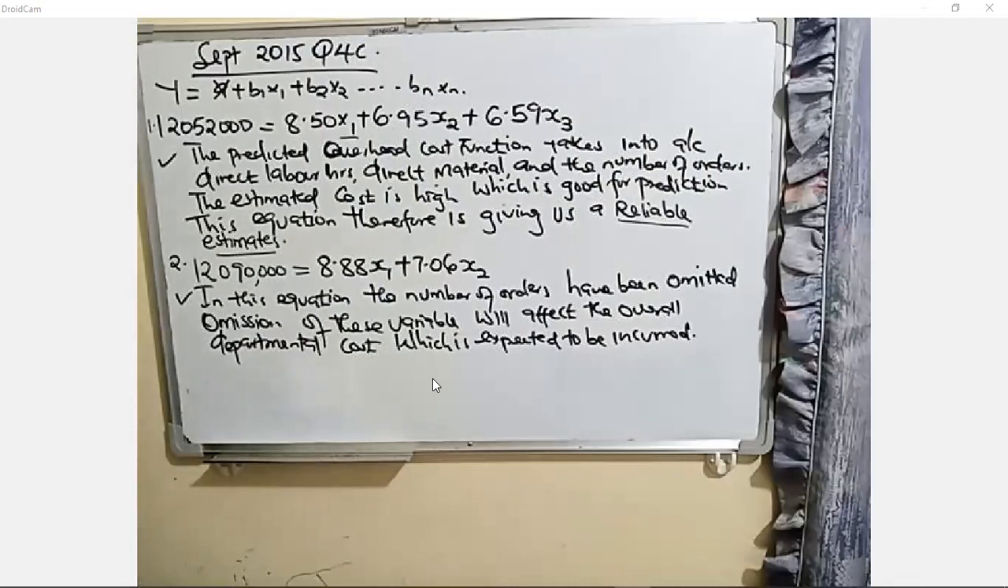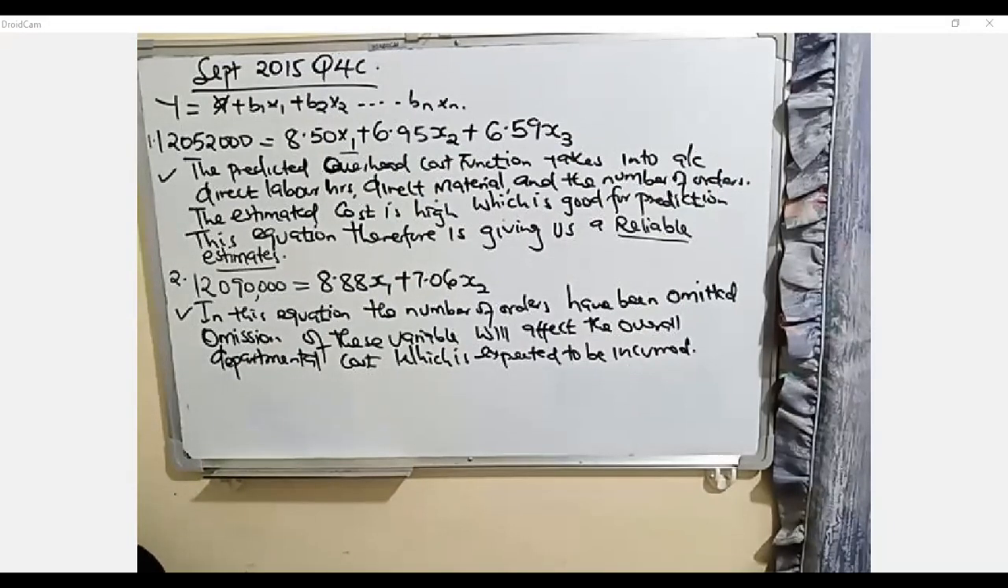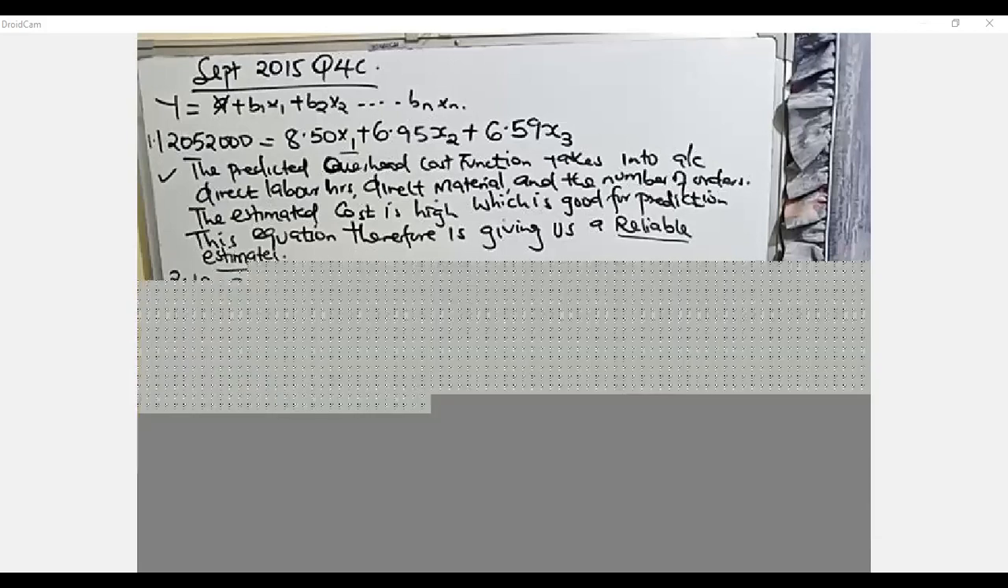I can see what you're writing, but I don't understand where you're getting the figures. For example, the second one, 12,090, where is it? Do you have your past paper? I do. I don't have 12,090 anywhere. It should be 12,190. Thank you for the correction. 12,190,000.